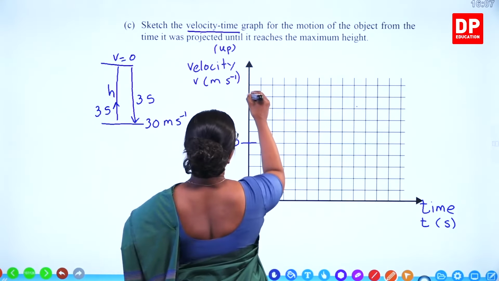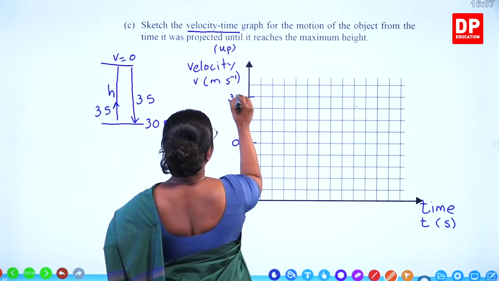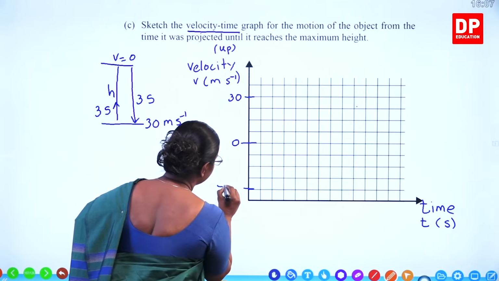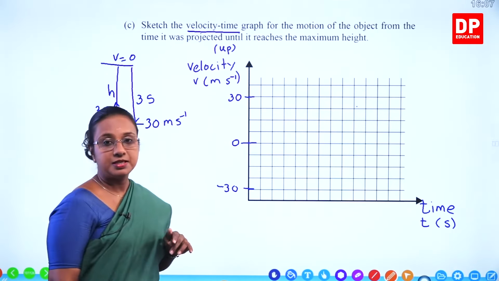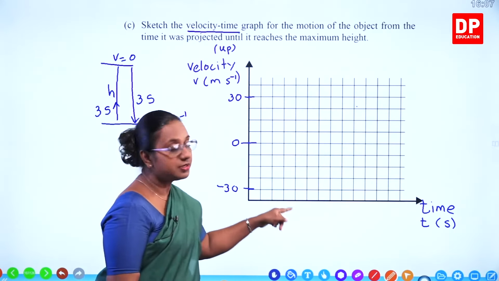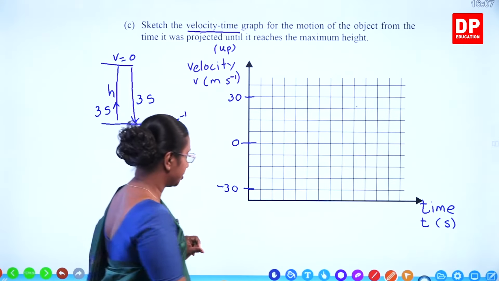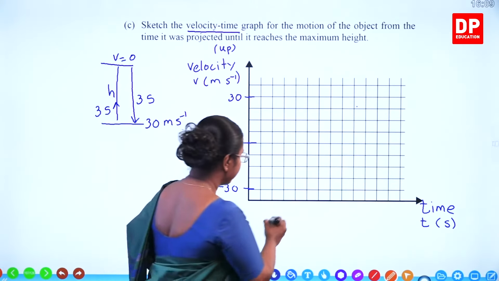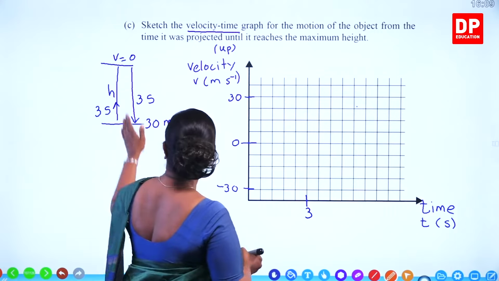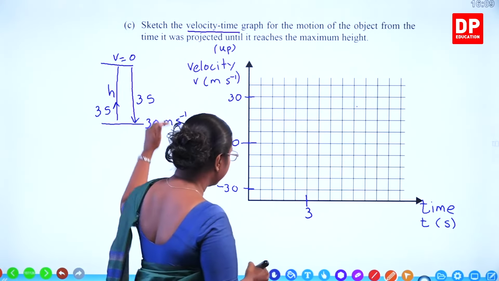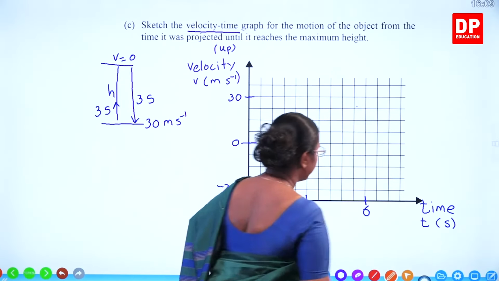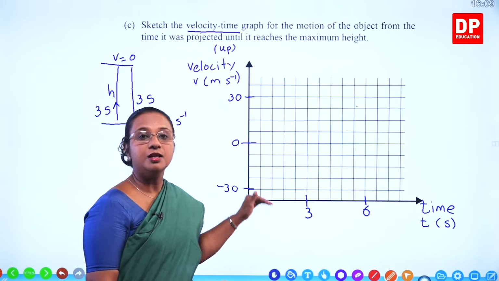So it will be 30 meters per second on one side. The other side, it will have a value of minus 30 meters per second. Going upwards, we take it as the positive direction. Coming down will be the negative direction. I will mark the x-axis. The first part of the motion is 3 seconds to go up and reach the maximum height, and then coming down it takes another 3 seconds. So a total of 6 seconds for the full motion.